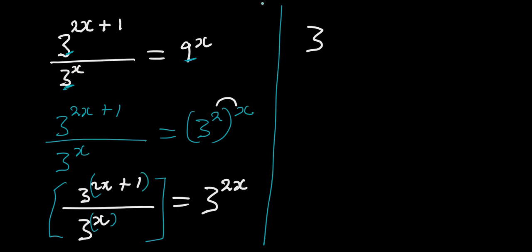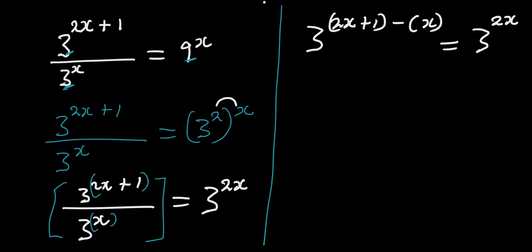So what we are going to do now is to subtract the exponent of the denominator from that of the numerator. So this will become 3 exponent (2x plus 1), put in parentheses, minus the exponent of the denominator. So we have written the left side with a single base and subtracted the exponent of the denominator from that of the numerator. You can see it here, and this will be equal to 3 exponent 2x.